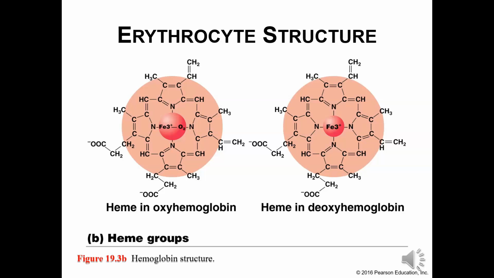So this is the oxygen molecule that's bound to the heme group, which specifically is the iron atom. And that's what we term oxyhemoglobin. This is a heme group in deoxyhemoglobin. As you can see, there's no oxygen molecule bound to the iron atom here. So this is what you see mainly in high concentration in your venous blood, and this is what you would see in high concentration in your arterial blood.